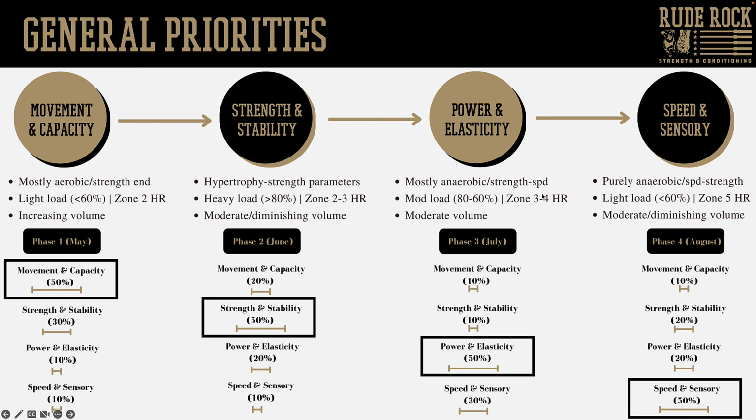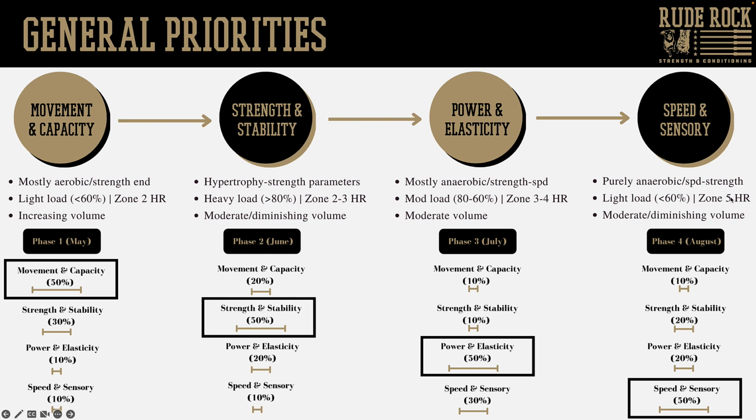Zone 3 to 4 heart rate range, so we're going to get higher intensities but with greater rest time and less total volume in most cases, and generally speaking, this is a moderate volume phase. Lastly, for speed and sensory, now we're thinking purely alactic, anaerobic, speed strength type of application. So this is going to be back below 60% with high intensity heart rate zones, but it's going to be moderate to diminishing volume, and it's going to be very short intervals.